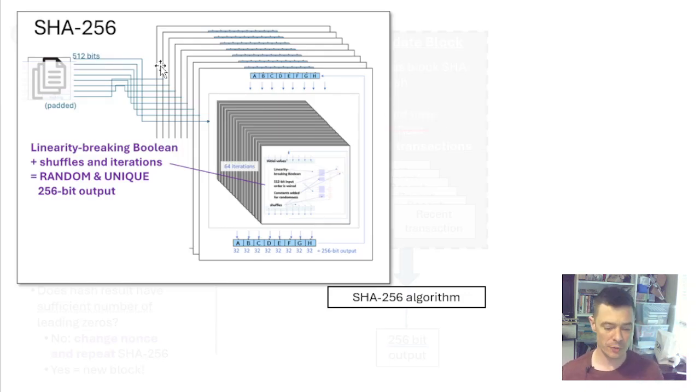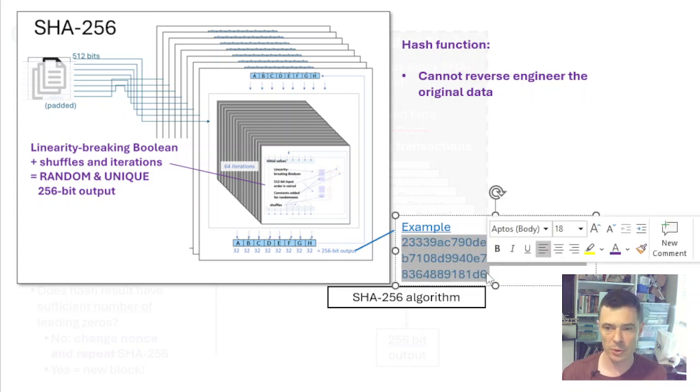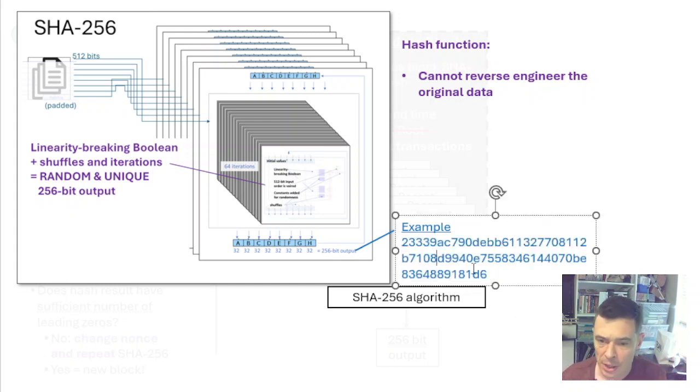So SHA-256, or really any hash function, is going to take data of any size, could be any size document. It's going to break it into little parts, parse it apart one at a time. It's going to run all the data through this scrambling, iterative mixing process, and it's going to result in this 256-bit output that is unique and random. So this is 256 bits long, 256 zeros and ones represented here as hexadecimal, again, base 16.